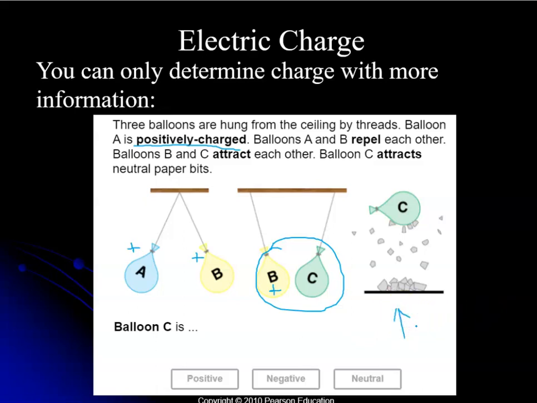So the more information is going to come from this part right here. It says that balloon C can attract neutral bits of paper. Well, neutral cannot attract neutral. So if C is attracting bits of paper, it must have either a positive or negative charge. Well, if C is attracted to our positive B, then it has to have an opposite charge. So C is going to have to be negatively charged. So you have to have all of this information to try and work out exactly what the charge is on C.